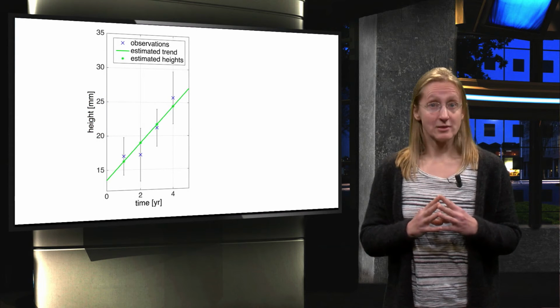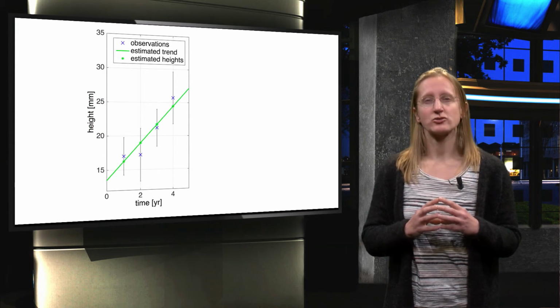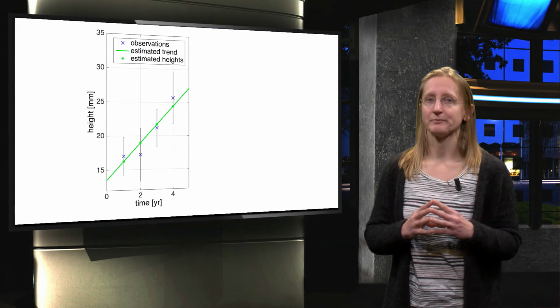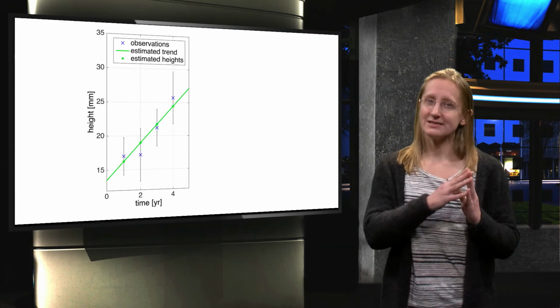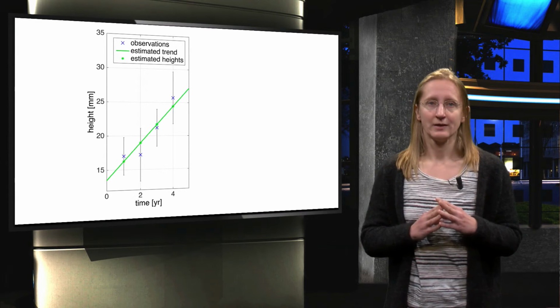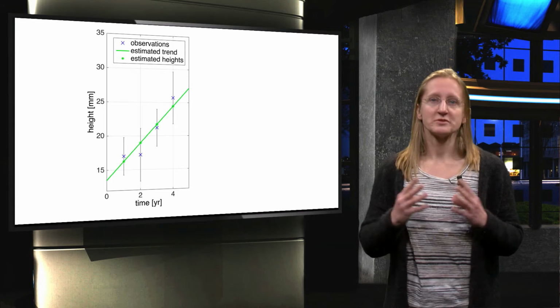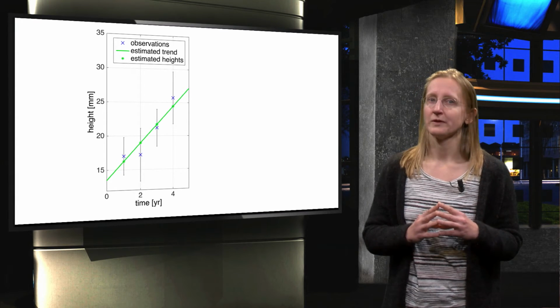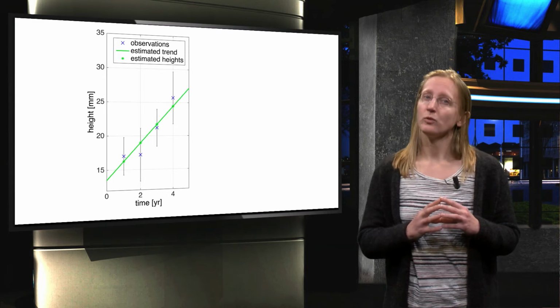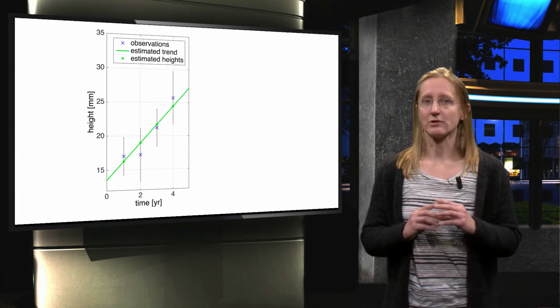Let's look at some examples based on a linear trend model for the height of a point. Here we see the unbiased observations and the estimated trend line in green. The error bars, more specifically the 95% confidence intervals, are shown as well. The first example will be where one of the observations is an outlier.